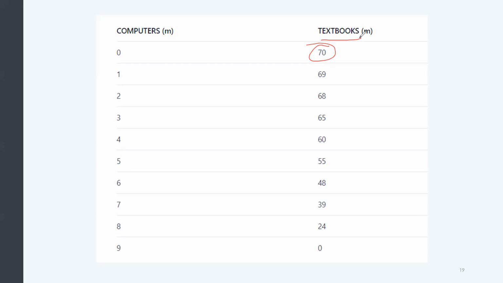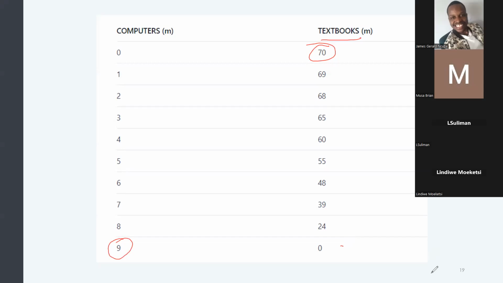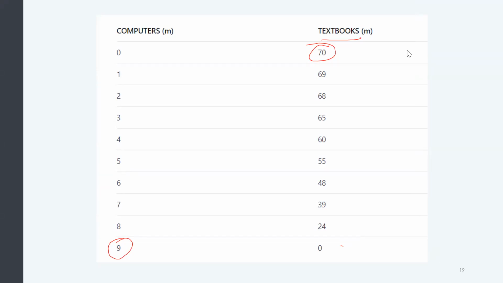So let's say that they decide to produce computers. If they produce only computers, they are going to produce 9 million computers and 0 textbooks if they use all of the resources, right? But if they use a combination and they say, look, instead of producing only textbooks or instead of producing only computers, why don't we mix it up? So this is where the production possibility curve comes in. That's what it tries to represent.